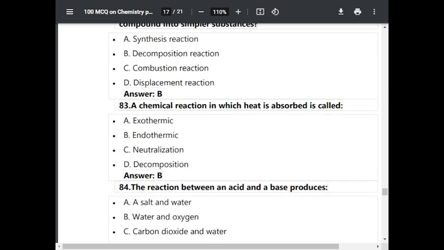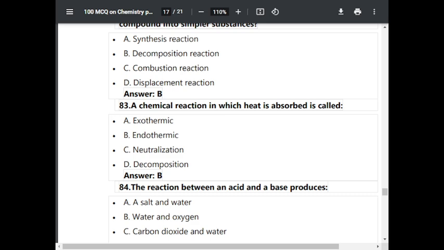Question number 83. A chemical reaction in which heat is absorbed is called. Option A exothermic, option B endothermic, option C neutralization, option D decomposition. The correct answer is B, endothermic. A chemical reaction in which heat is absorbed is called endothermic.